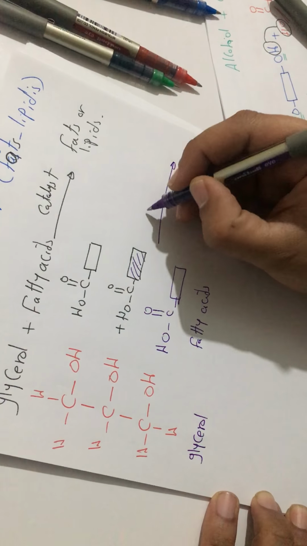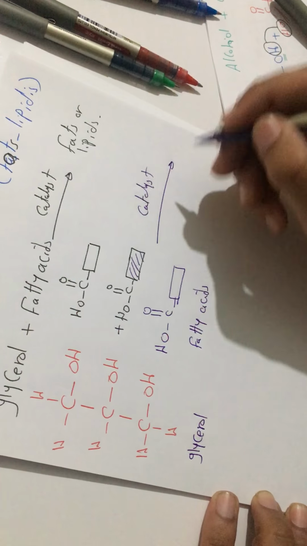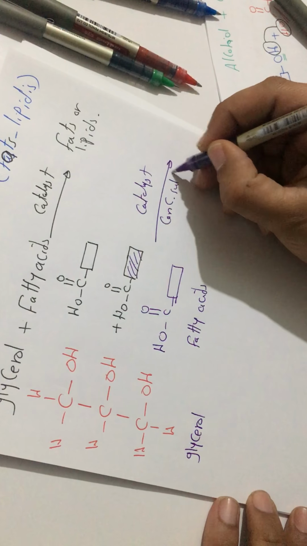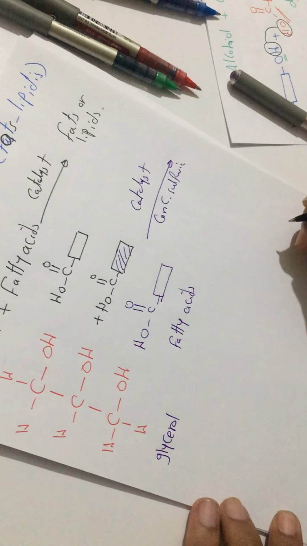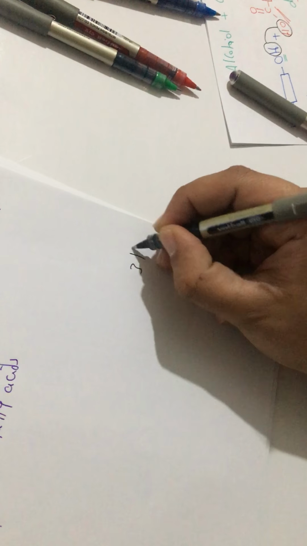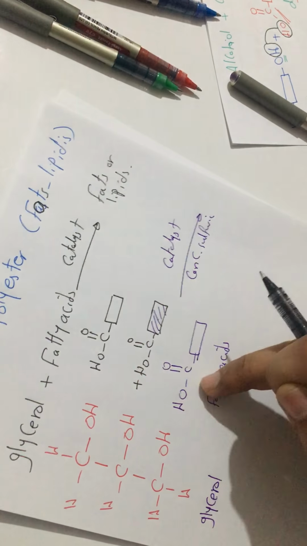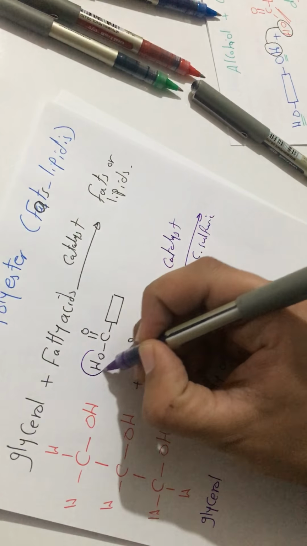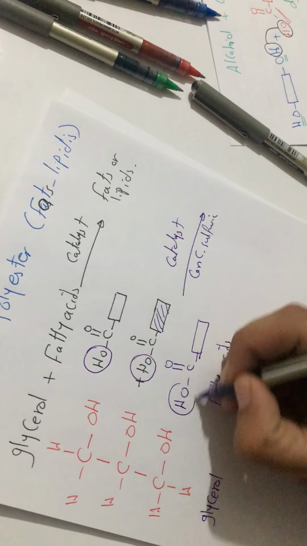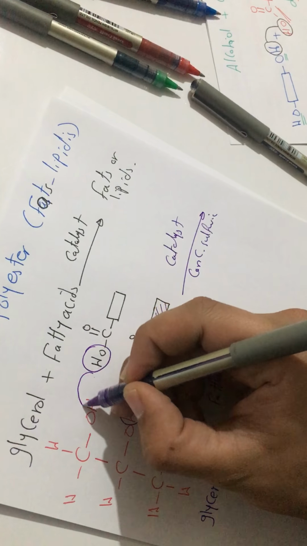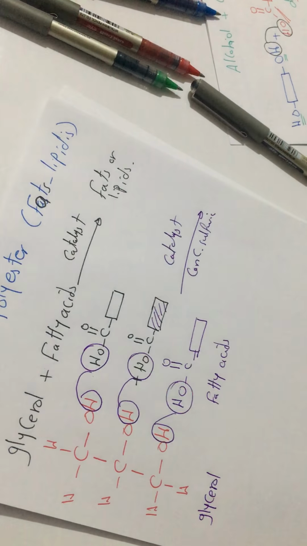By adding a catalyst like concentrated sulfuric acid or phosphoric acid, we are going to remove 3 water molecules. 3 water molecules are going to be formed because we have here 3 carboxylic acids. We're going to remove this OH and this OH and this OH with 1 hydrogen, another hydrogen, and another hydrogen. So how many water molecules are formed? We have here 3 water molecules.